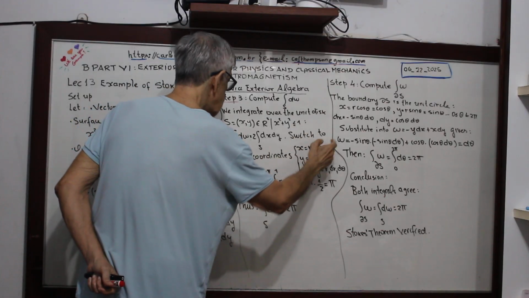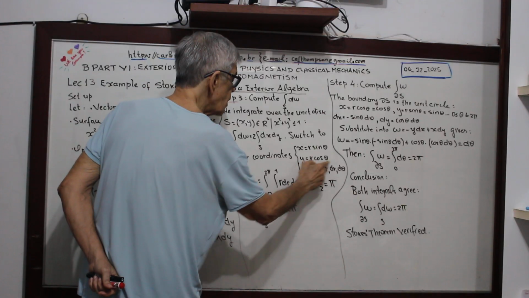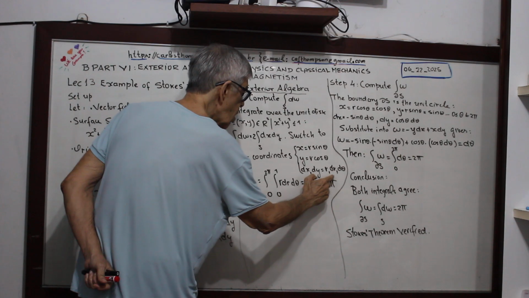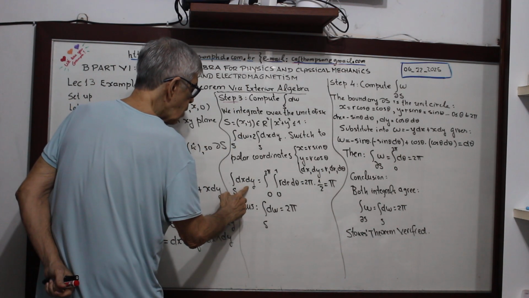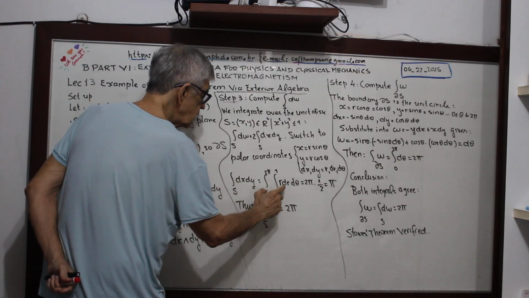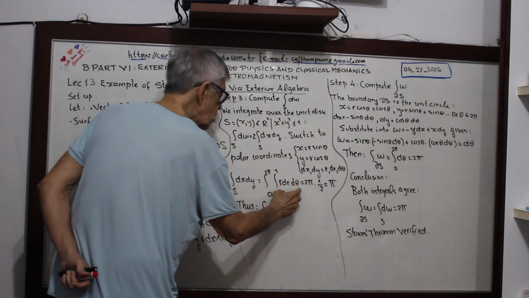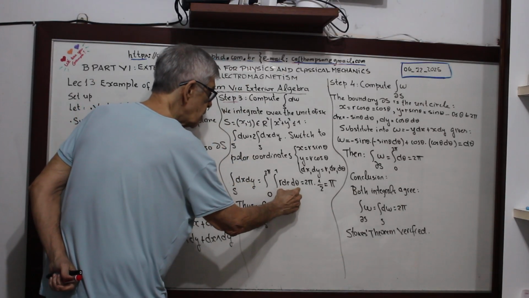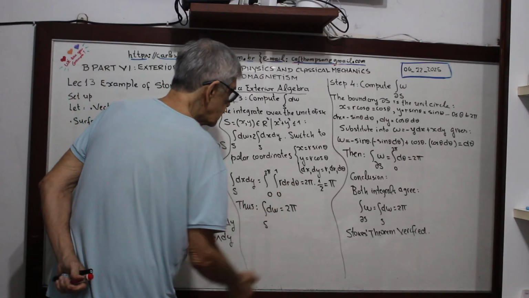So let's switch to polar coordinates. x is r cosine theta, y is r sine theta, and dx dy is r dr d theta. Now dx dy, you see, having switched to polar coordinates, is r dr d theta. This is the element of area, okay? This is the area element in cylindrical coordinates, in this case the disk.